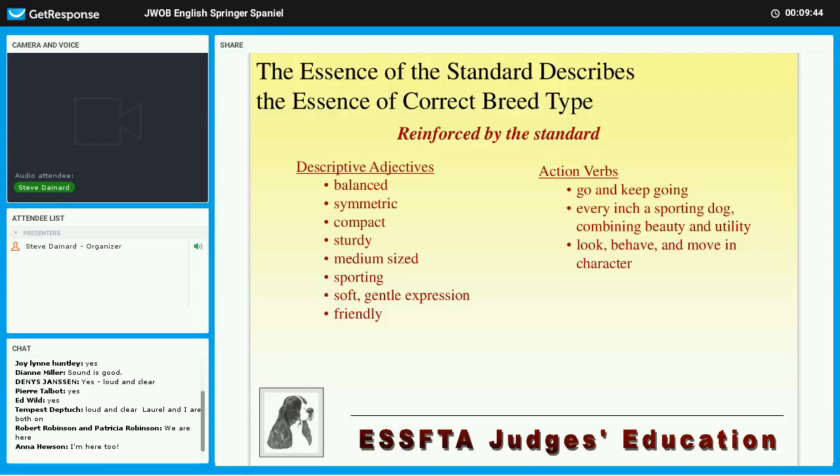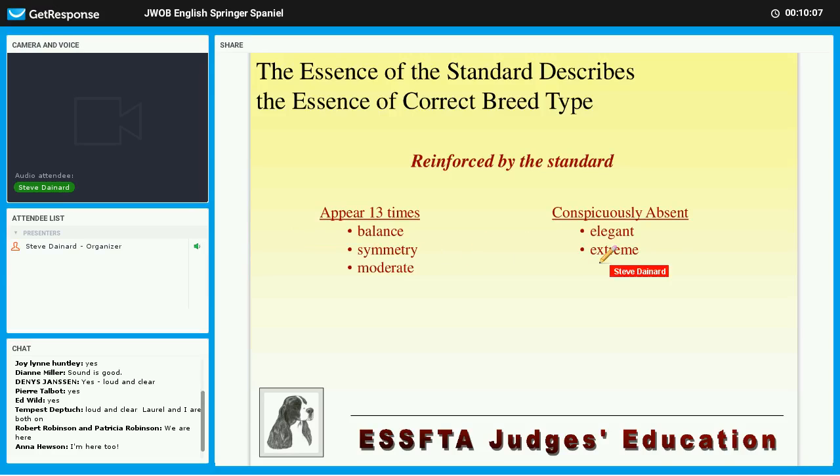Some things that we really want to stress as well, as far as the standard is concerned, the standard stresses balance. It stresses the dog as being compact and sturdy and of a medium size. And so as we move into this, you're going to see that the words balance and symmetry and moderation are used fairly regularly in the standard. Okay, and one thing we really want to draw to judges' attention and also breeders' attention as well is that those words that are missing are elegant and extreme.